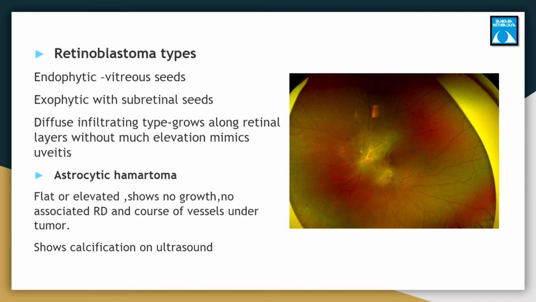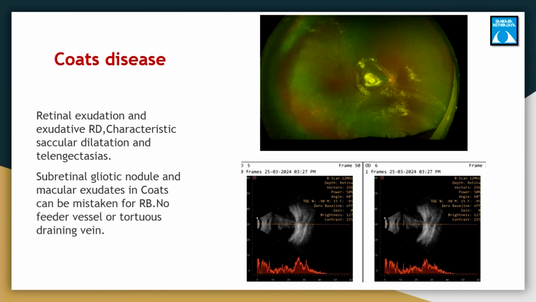There are two types. One is a calcified variety and the other is a non-calcified variety. Just to halt at this stage, astrocytic hamartoma can clinically mimic retinoblastoma 100%. It is not possible sometimes to diagnose it apart from retinoblastoma. The only way you can be sure is, of course, the other telltale history and the possible growth.